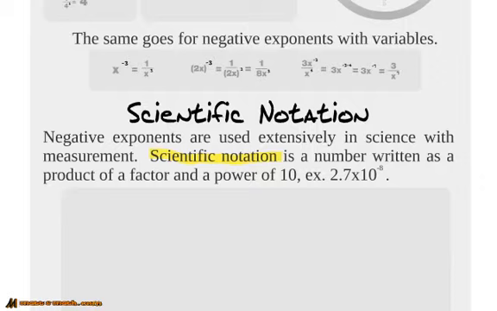And notice how the number is 2.7. It's not 27, or 270, or 0.27. You always want to have one significant digit in front of the decimal point.